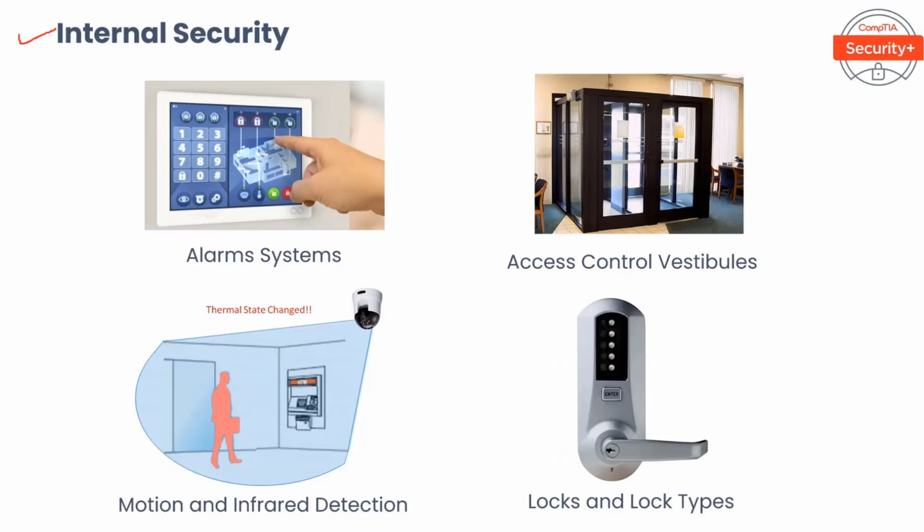Now, the following topics or sections will briefly describe physical security components used to protect an organization when a person gets past the perimeter of the property. So the first one here are alarm systems. Alarm systems detect intrusions and monitor or record intruders.